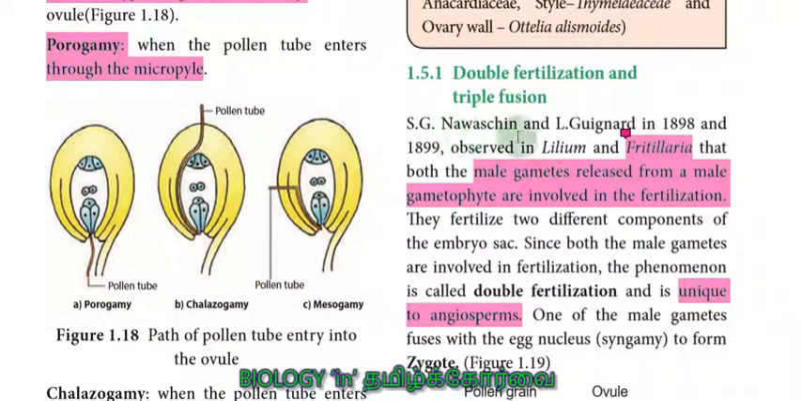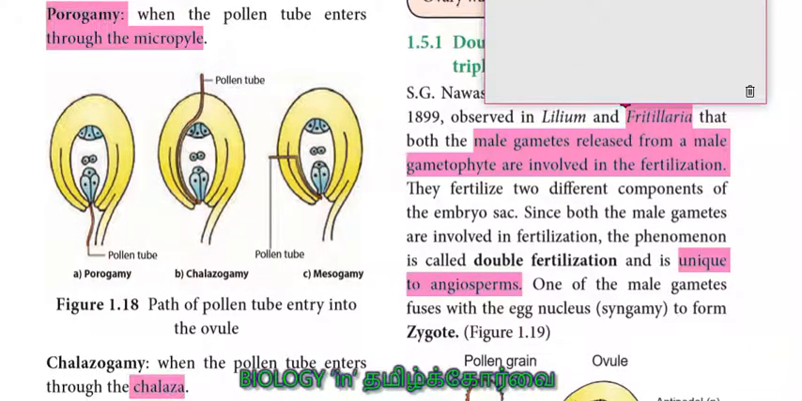S.G. Navashin and L. Guignard, in 1898 and 1899, observed this in Lilium and Fritillaria. Fritillaria belongs to the family Liliaceae, and it is called Kaiser's crown. In both these, the male gametes released from a male gametophyte are involved in the fertilization.